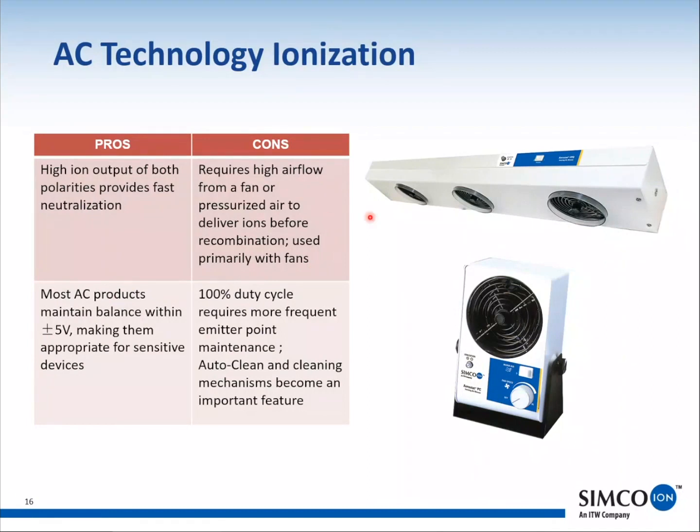The downsides of these are that because you're using the same emitter point to create both positive and negative ions very quickly back and forth, if you don't get those ions moving away from the emitter point, they recombine very quickly, and you'll end up with neutral atoms again, neutral molecules. So almost all of these technologies utilize a blower type operation. You can see that we have overhead blowers and benchtop blowers, and I'll talk a little more about that. But because you're using the same emitter for both polarities all the time, 100% duty cycle, basically, you've got to deal with more frequent emitter point maintenance. We'll talk more about that as well in a minute.